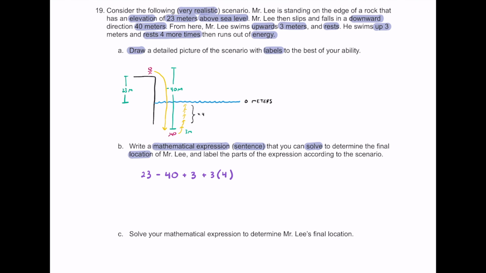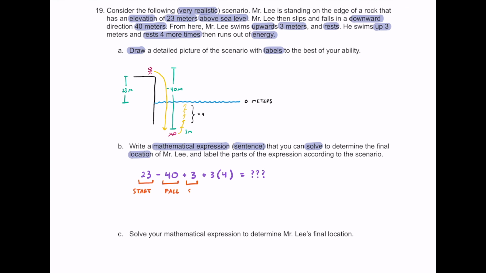Then we run out of energy. So the question is, what does this equal? And this should tell us where we are located at the end. So what does all of this mean? This 23 is just going to be the starting point. What does this minus 40 mean? This minus 40 means this is the fall. What does this plus 3 mean?